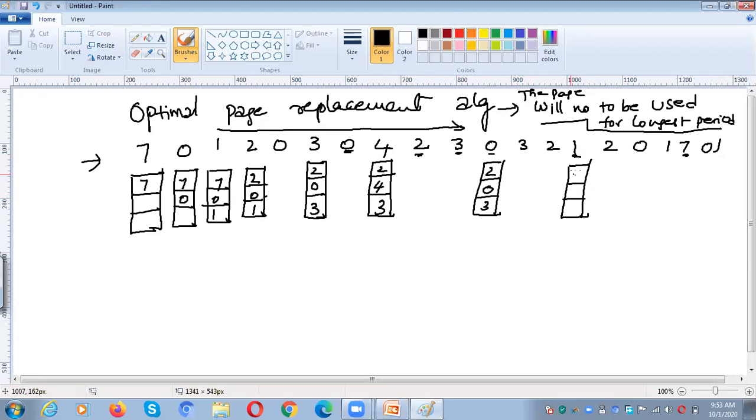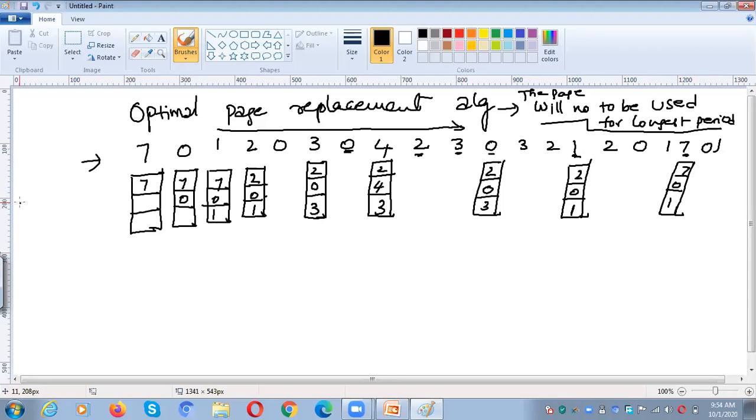1. 1 means 2 I require, 3 I don't require. So I need to replace with 3. 2, 0, 1 already in the main memory. And then 7, 0, 1 already there in the reference string. So 0, 2, 1 already there. Okay.